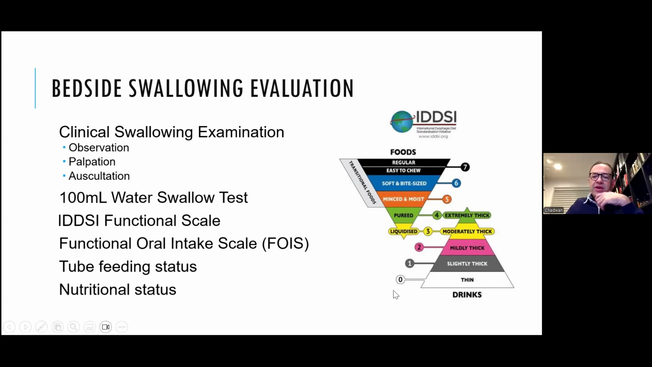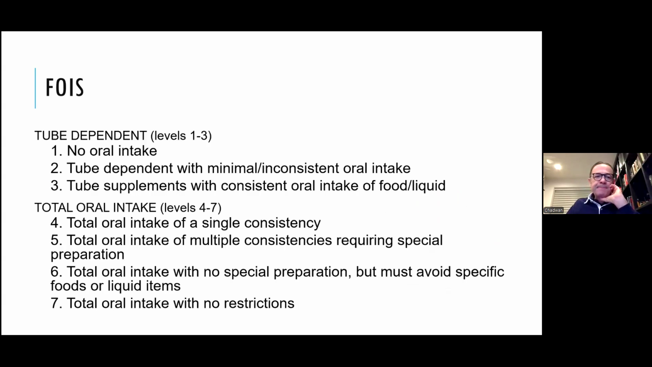Now that has all been combined into a single scale, which goes from 0 to 7, where 0 is thin fluid and 7 would be a regular diet, and everything in between. So it's nice to categorize that. Again, especially when we're trying to compare studies, it really helps if everybody speaks the same language, so you can get a meaningful comparison.